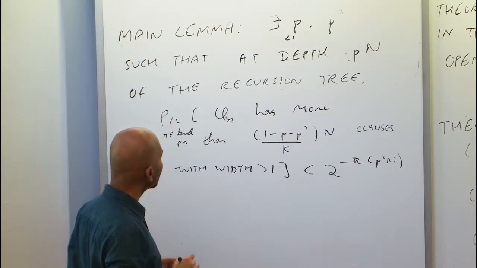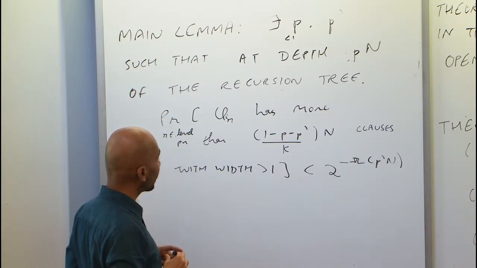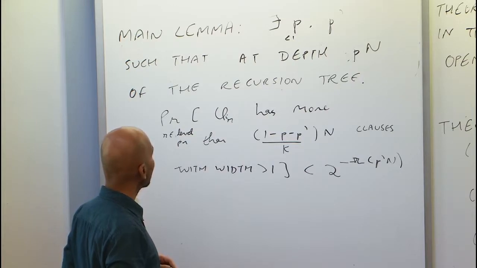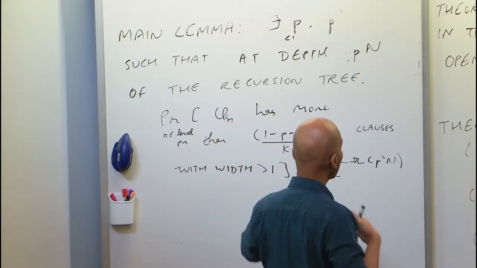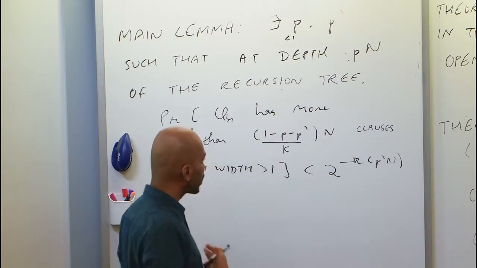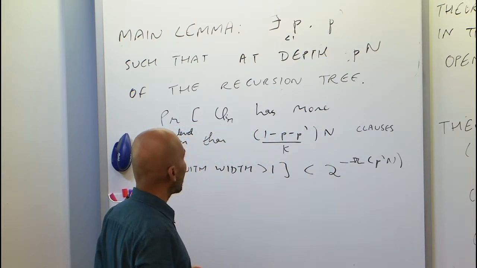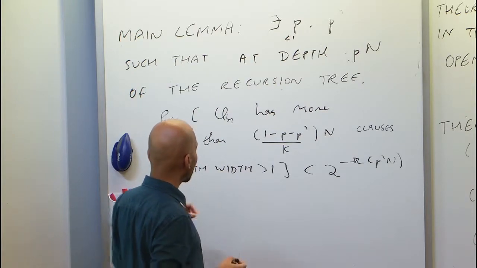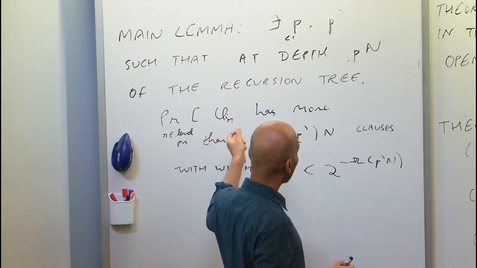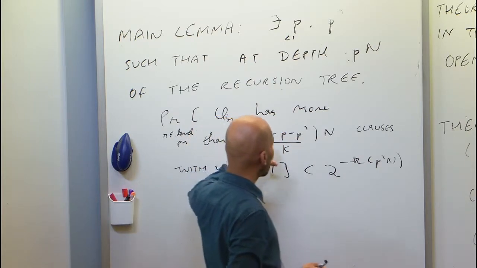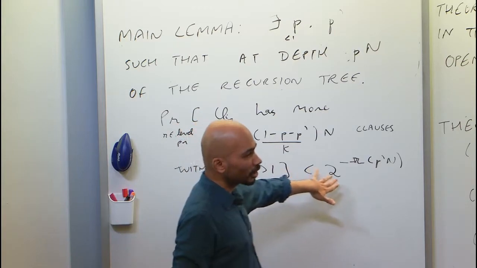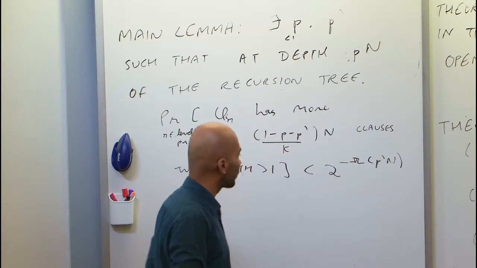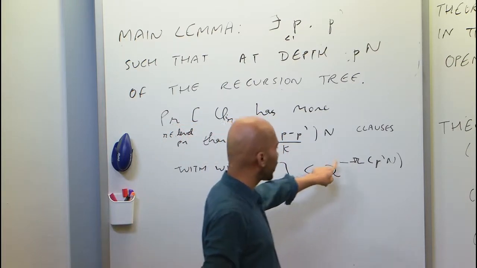So this is the lemma that underlies their analysis. At some fixed p less than 1, if you look at all the nodes in the recursion tree at that depth, and if you look at the formulas corresponding to those nodes, then the probability that a randomly chosen formula at that level has more than this many clauses with width larger than 1 is exponentially small. And this is a key element. You need this probability to be exponentially small.